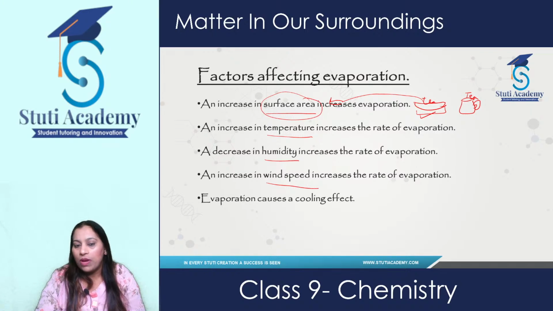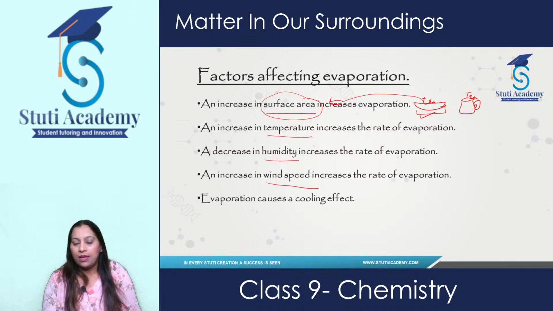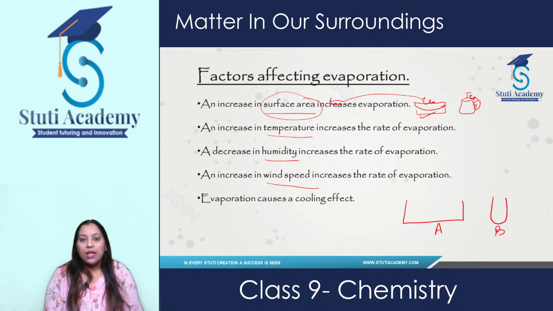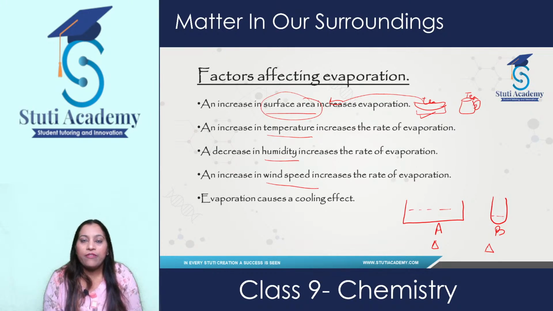Now I'll ask just one question to you. Suppose we have two beakers. I'll just draw these two beakers here. This beaker is A and this is beaker B. Now I have water in this one and in this one also. Out of these two, if I'm providing heat to A as well as B, in which of the beakers is the rate of evaporation more? Yes, please tell the answer. Write in the chat box.